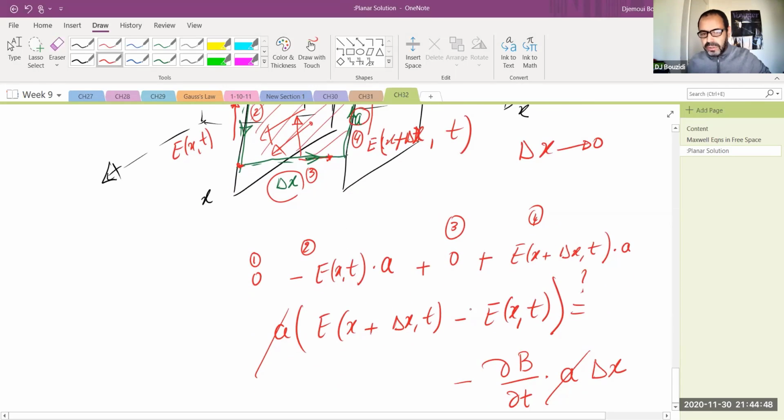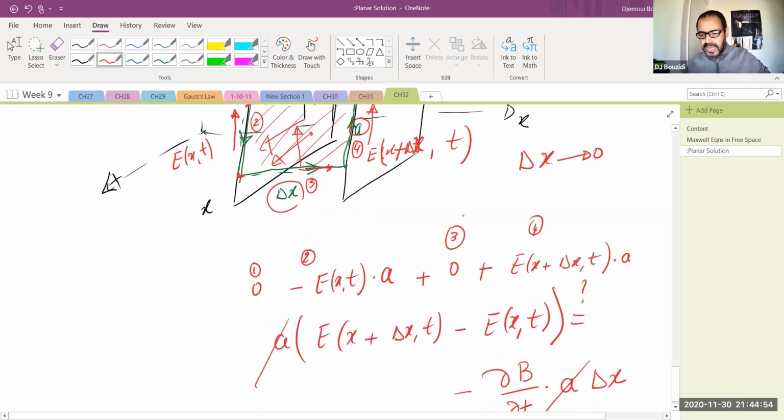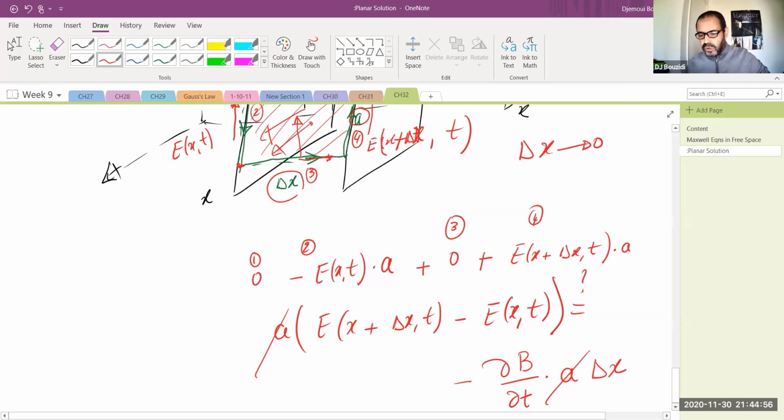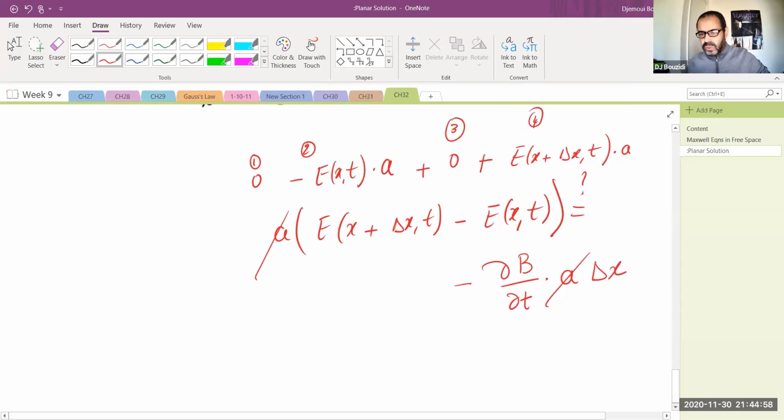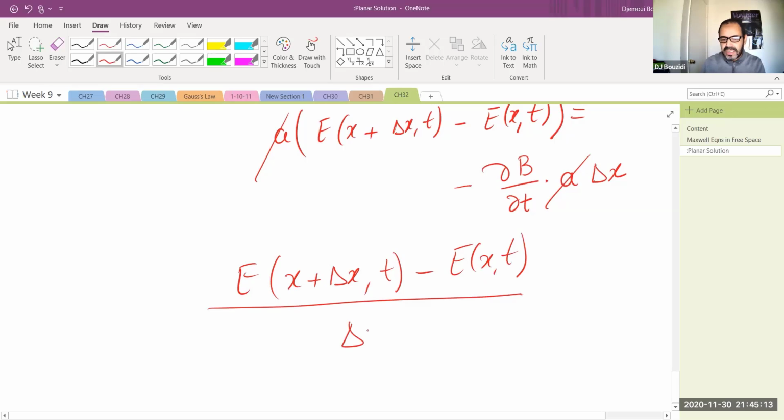So at the end, it did not matter, because that's just our Amperian loop that we chose, and it should not matter at the end of the day, and it did cancel. It's not part of the physical problem, just to help us find the solution. So now we have an equation. Let me rewrite this equation: E evaluated at X plus delta X and T, minus E evaluated at X and T, divided by the same delta X, equals minus the partial of B with respect to time.